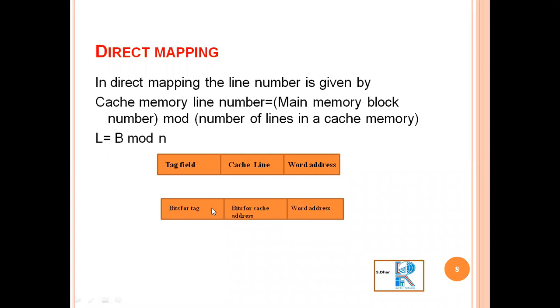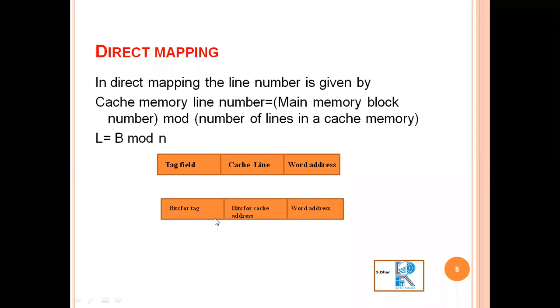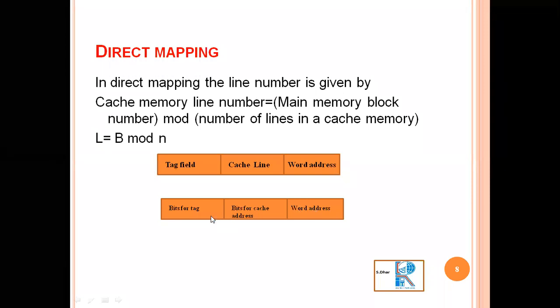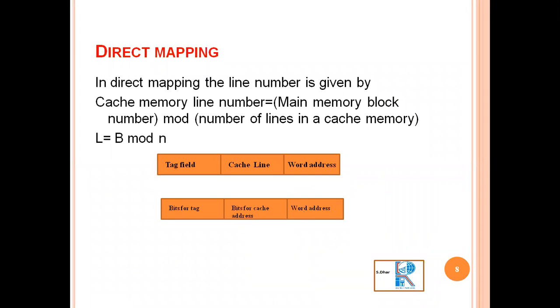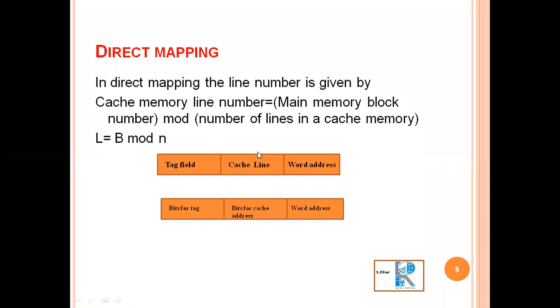And the remaining bits: suppose the total memory address size is 20 bits. So 5 bits for this plus this. If the total number of bits is 20, that means 20 minus 5, that means 15 bits will be required for making the tag. Clear? I have shown you the tag. That tag will be the remaining bits, which are not required for the cache line address and word address. That means if the total number of bits is capital N, the cache line bits are small n and the word address bits are W, then capital N minus (W plus small n) is equal to the number of bits in the tag. It will be clear if I show one example.